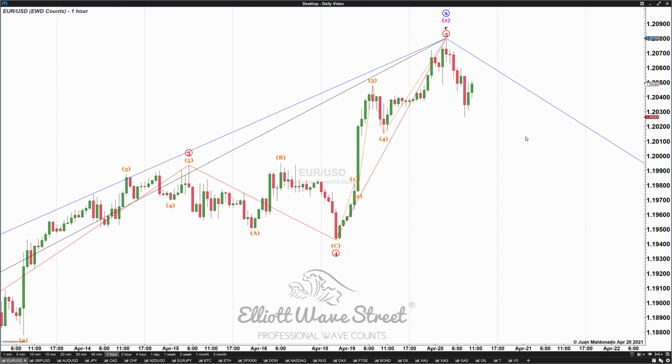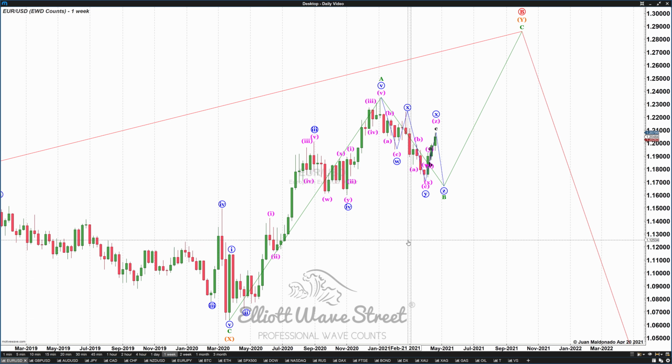This is the euro. Let's start from the big picture. This is the weekly chart. On the weekly chart, we have the price on the euro completing the first leg up of a three-wave sequence. We are in the corrective wave, and the main plan is to have a higher high back to the previous high. That's it. That's a simple plan.